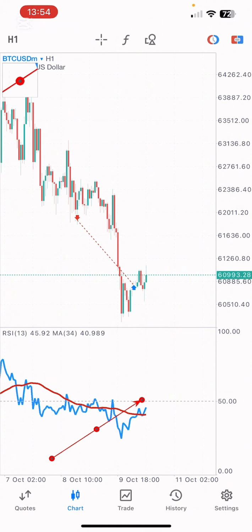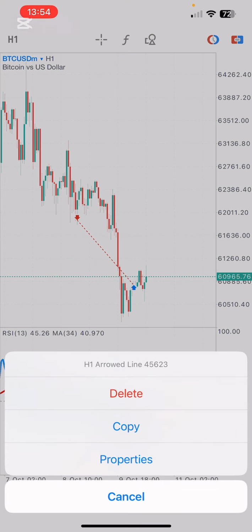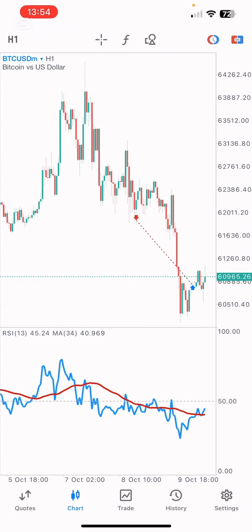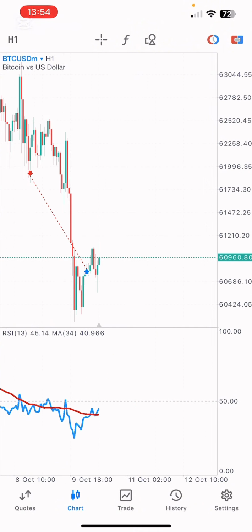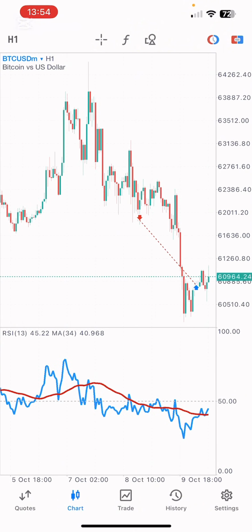But when price is below this 50 level, it means the market is dumping massively. So now let me show you about this RSI and the moving average.